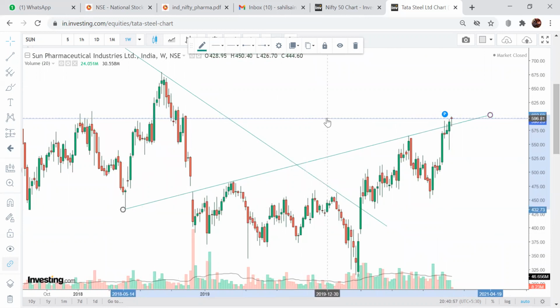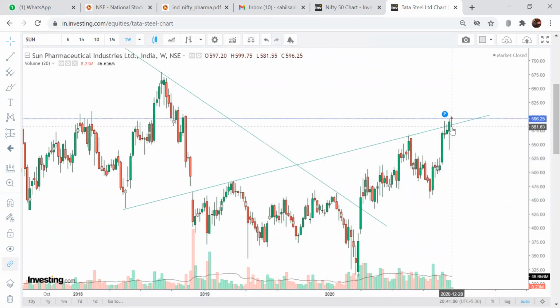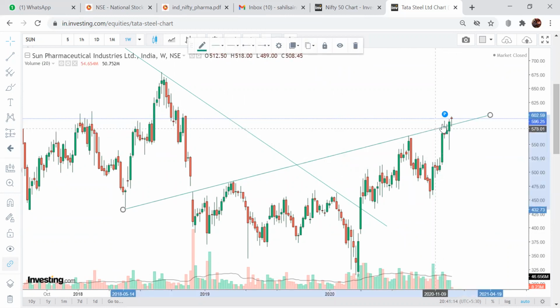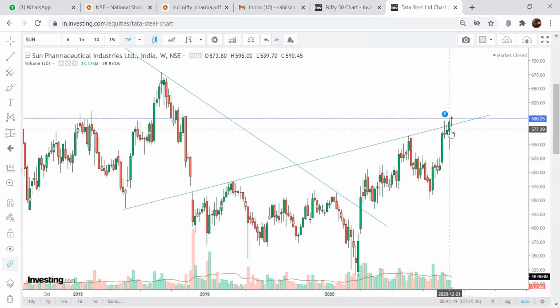I think Sun Pharma is taking support of this trend line, and it can go upside. Rejection was from this trend line at this candle, but in the previous week we were able to sustain over the level and it's going high. So yeah, it has potential to reach at least 650, 670 level. It can reach there easily in coming days.